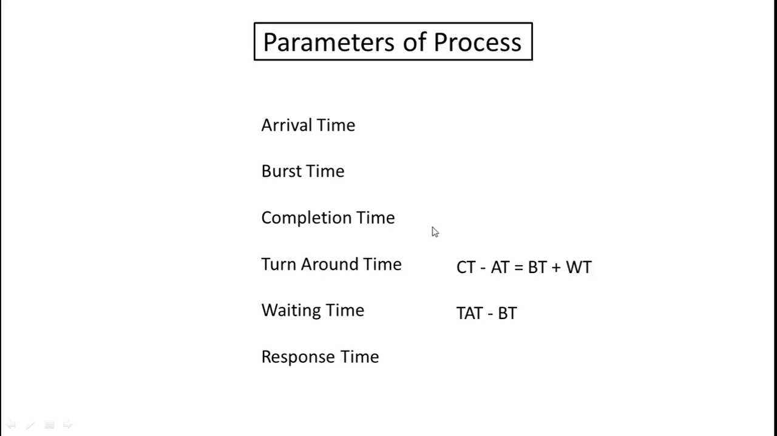Same thing for the completion time. Like a train is starting its journey at 6 a.m. from Ahmedabad, and after 8 hours, at 2 p.m., the train is going to reach Mumbai. So 2 p.m. is known as the completion time. Same thing in case of a process. Whenever a process completes its execution, that time is known as the completion time.